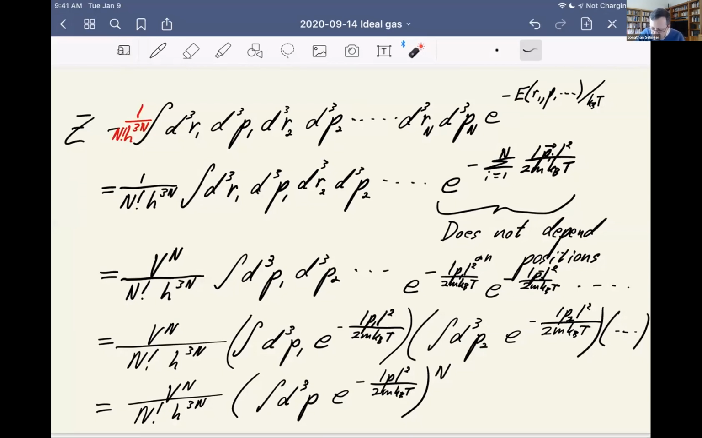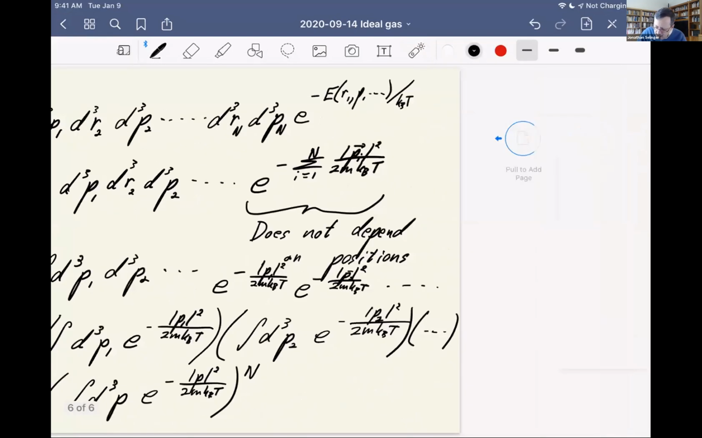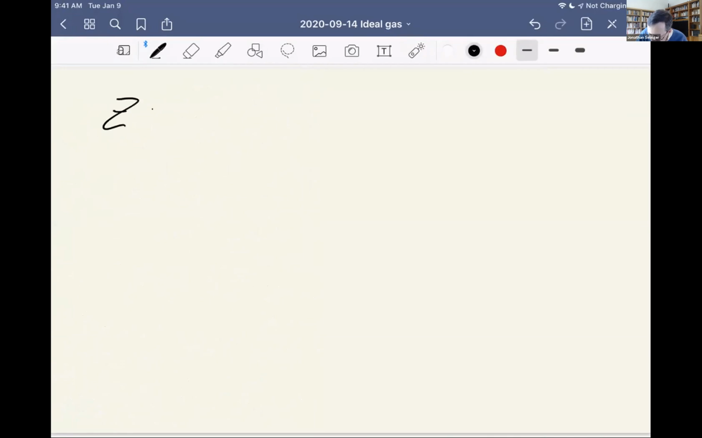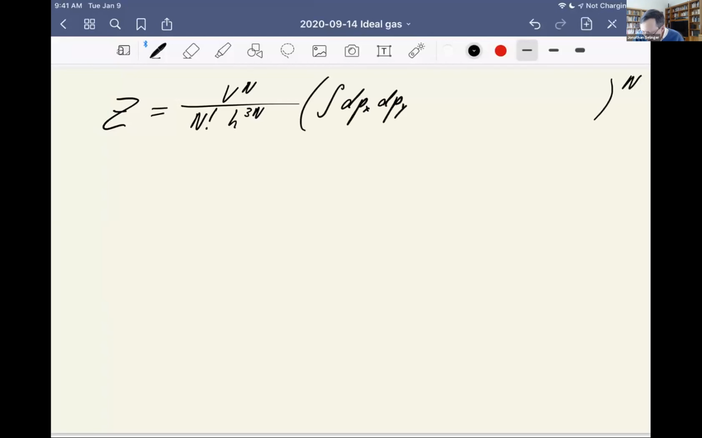Okay, but to complete the story for the ideal gas, we can keep on simplifying, and we get Z is now V to the N over N factorial h to the 3N. And then we have something to the N power. And the thing to the N power is an integral dpx, dpy, dpz, of the exponential of minus (px squared plus py squared plus pz squared) over 2mkT.